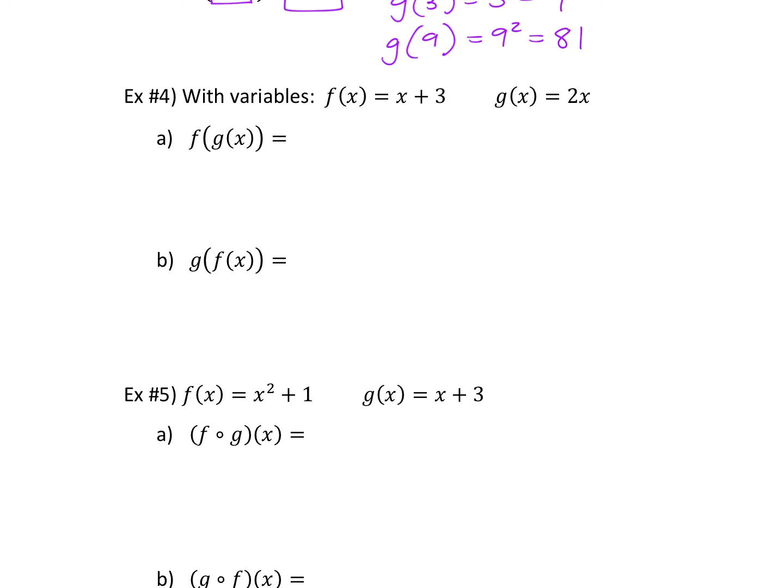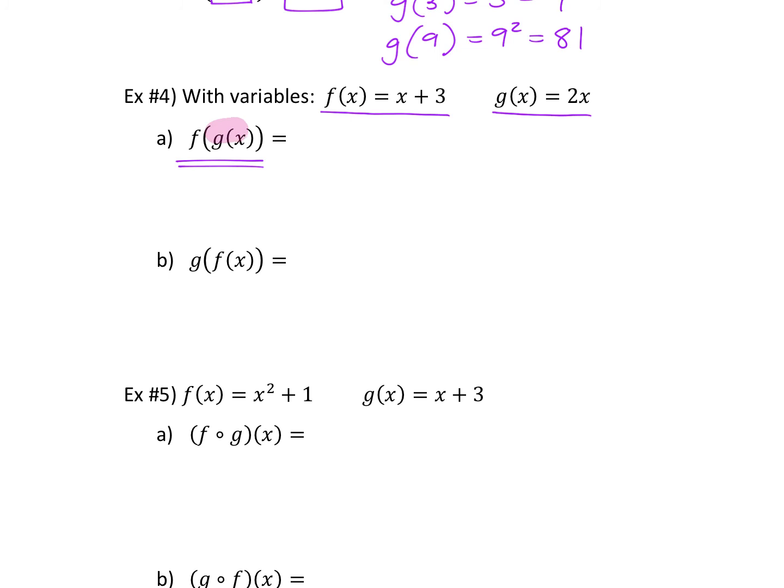So you have two new functions here. f of x is x plus 3. g of x is 2x. But now notice how this looks: f of g of x. Okay, so what they're saying is we're going to plug x in for x. Sounds strange, right? It is strange.